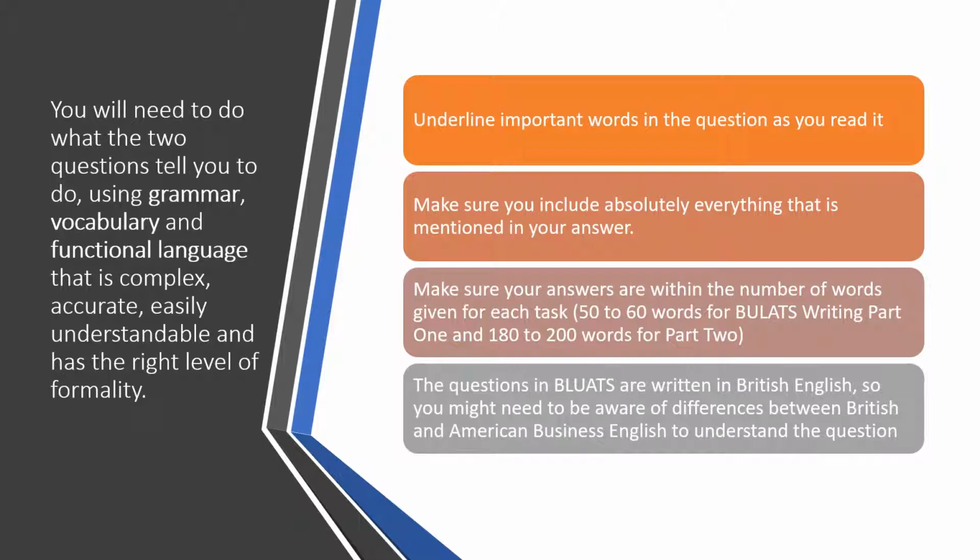First, underline important words in the question as you read it. Second, make sure you include absolutely everything that is mentioned in your answer. Third, make sure your answers are within the number of words given for each task: 50 to 60 words for Bulats writing part 1 and 180 to 200 words for part 2.